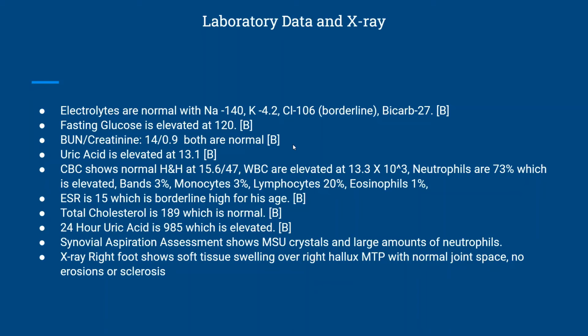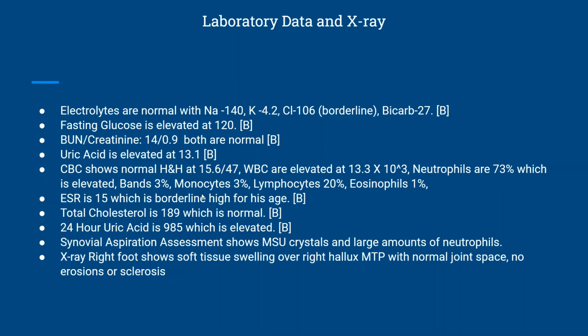CBC shows normal H&H at 15.6 and 47. That's pretty normal. White blood cells are elevated. Makes sense. He's got an inflammatory process going on, folks. So I'm not super surprised that his white blood cell count is elevated. Neutrophils are at 73%. That is also elevated. Again, not surprised. We talked about how neutrophils play a big role in trying to scoop up some of that uric acid crystals and the inflammatory process involved with that. Bands 3%, monocytes, lymphocytes, and all that stuff is good.